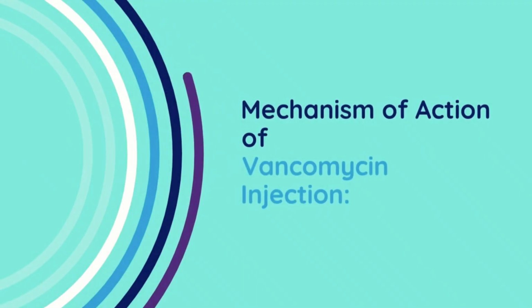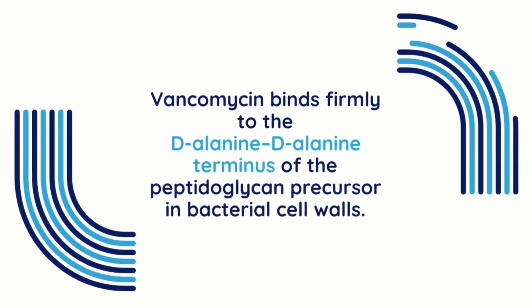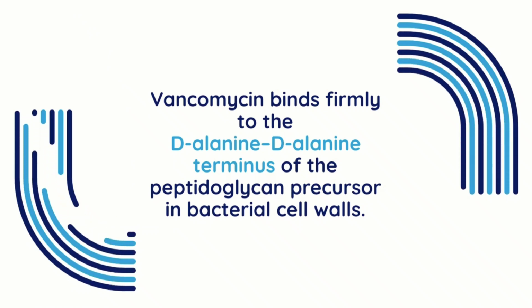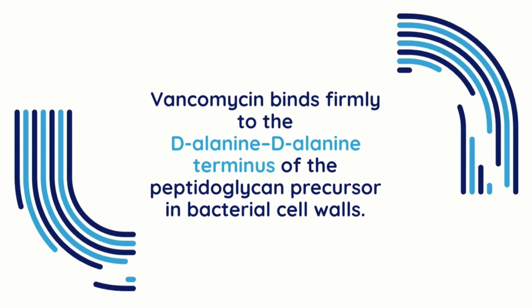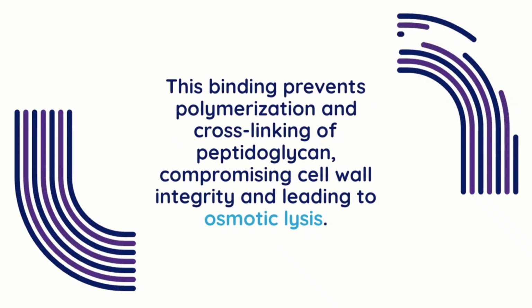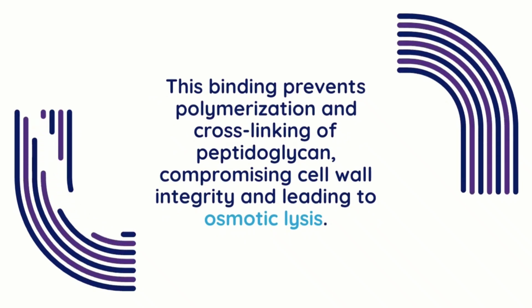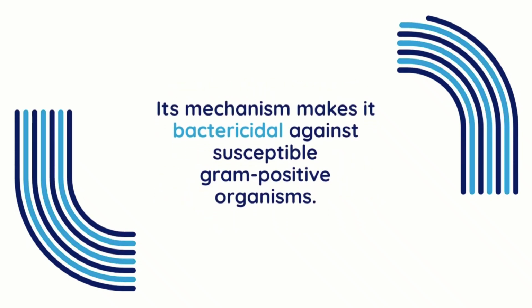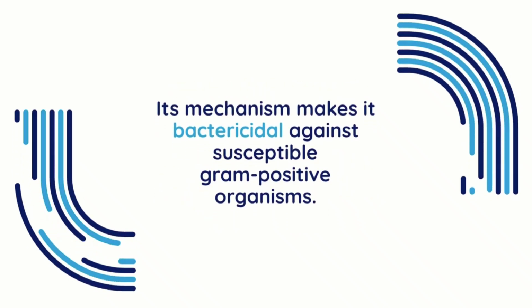Next, mechanism of action of Vancomycin injection. Vancomycin binds firmly to the D-alanine terminus of the peptidoglycan precursor in bacterial cell walls. This binding prevents polymerization and cross-linking of peptidoglycan, compromising cell wall integrity and leading to osmotic lysis. Its mechanism makes it bactericidal against susceptible gram-positive organisms.